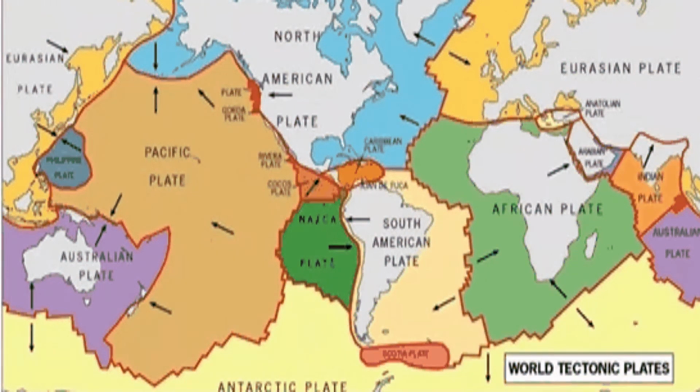Study the world map and identify what type of plate boundary exists between the African plate and South American plate. Okay, very good. So we have a divergent plate boundary. How about the North American plate and Pacific plate? Okay, so very good. So we have a transform fault plate boundary.